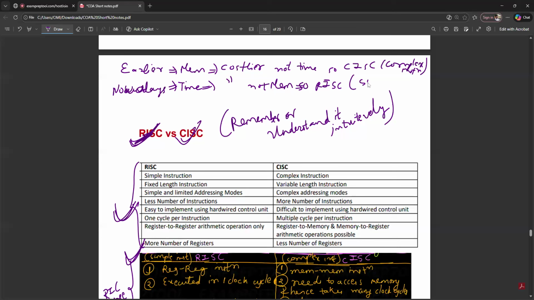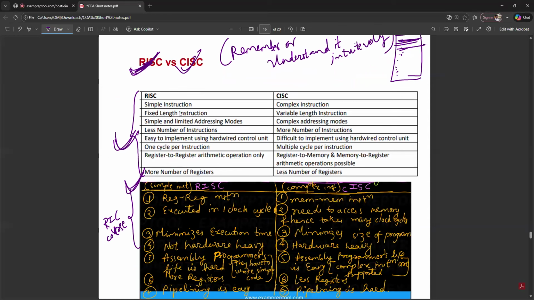Because here there are simple instructions, and memory is not costlier nowadays. Memory is cheaper, so you can have many instructions in the memory, and here there are no complex instructions, so that time will be less. Okay, so let's just see the points.